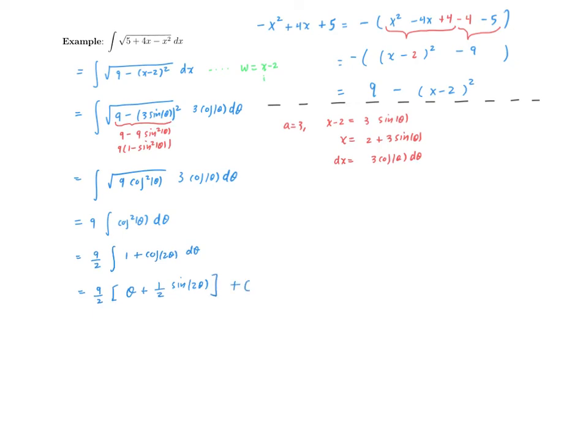And our final step is going to be somehow rewriting these theta terms so that they only involve x. And looking above, we said x minus 2 is 3 sine theta. So x minus 2 over 3 is sine of theta, which describes a right triangle. Sine is opposite over hypotenuse, which means the length of this bottom leg would be, you guessed it, the square root of 9 minus x minus 2 squared, which comes from the Pythagorean theorem.